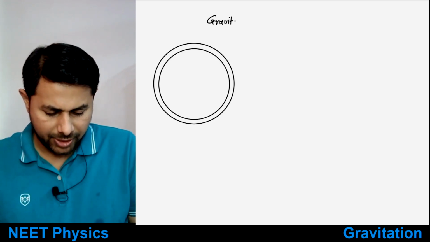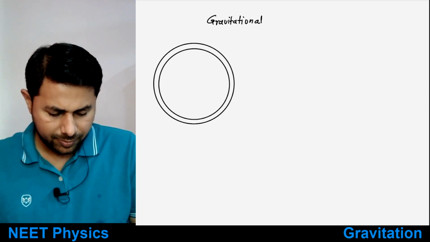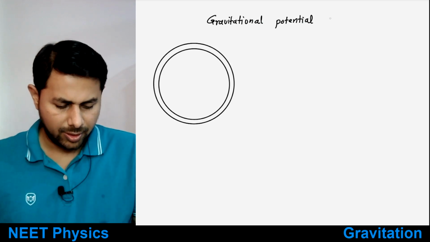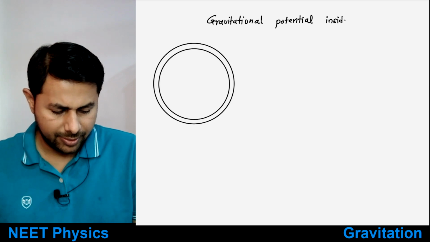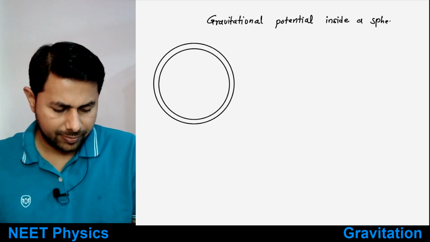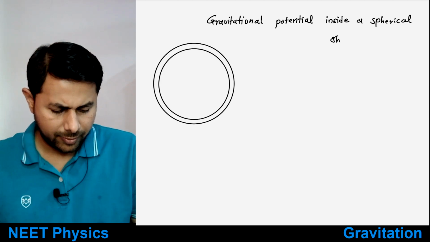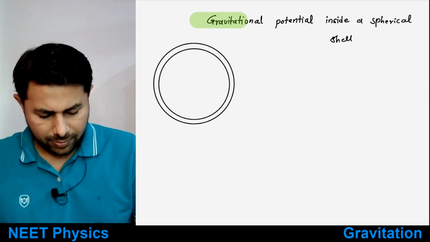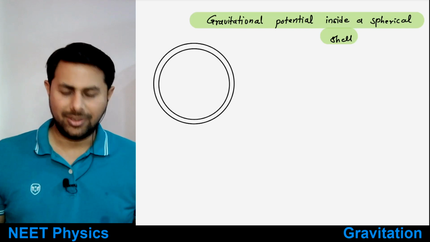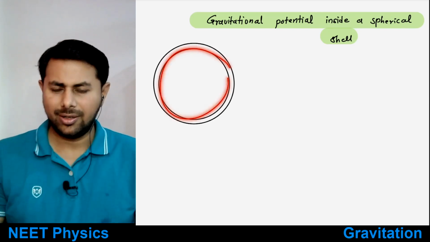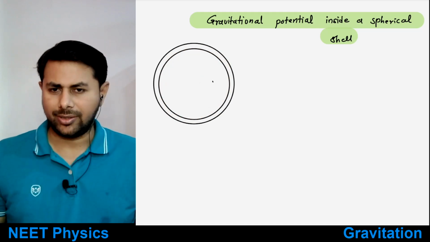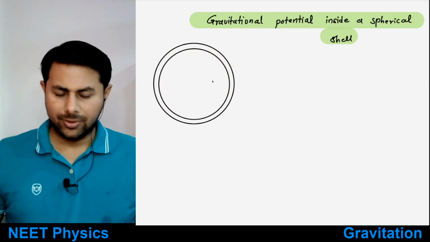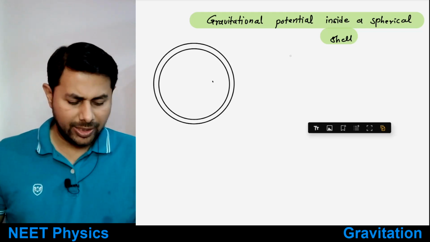So, gravitational potential inside a spherical shell. Okay, inside a spherical shell. Right, so suppose we have the spherical shell and we want to find out its gravitational potential for any interior point. Okay, so now what would be the gravitational potential?